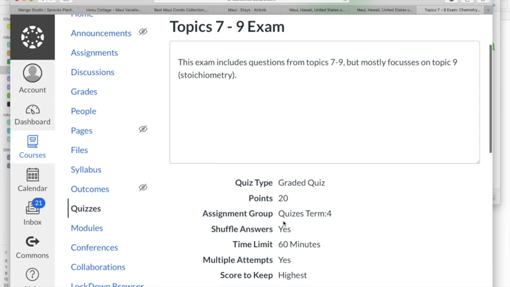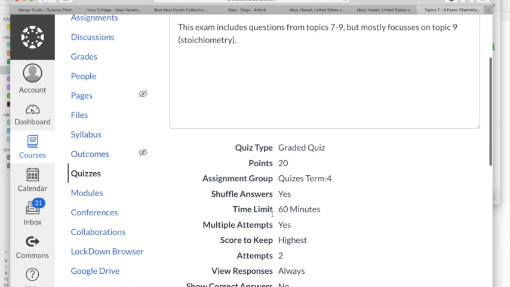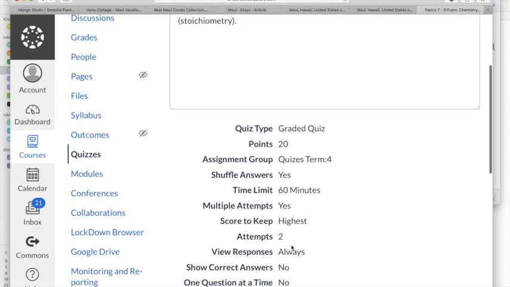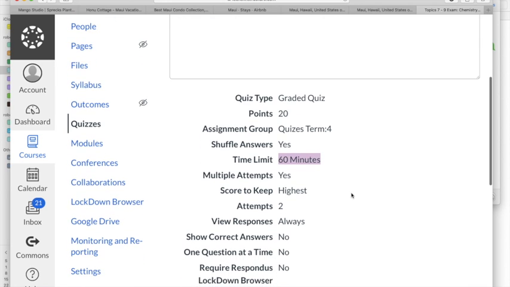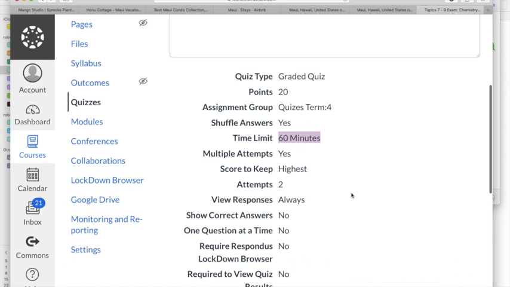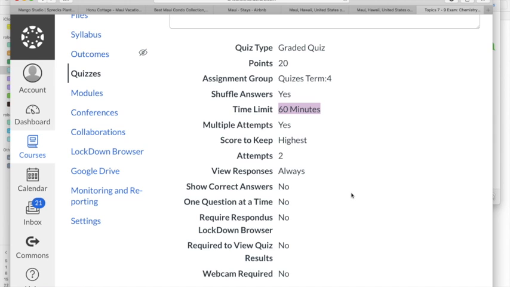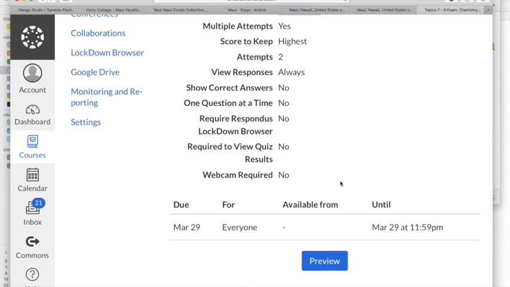Just to let you know, I have opened this up, so you can take this whenever. I give everybody 2 attempts. It's going to be a 60-minute timed exam, however, so you only have 60 minutes to do it. Remember that it is open note, not open friend, not open internet. You're welcome to use any of our notes on this exam from our workbook.